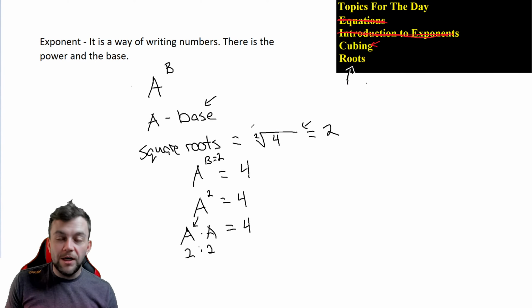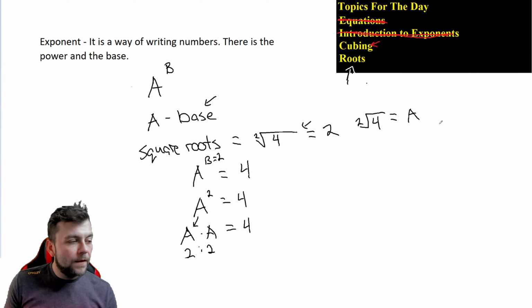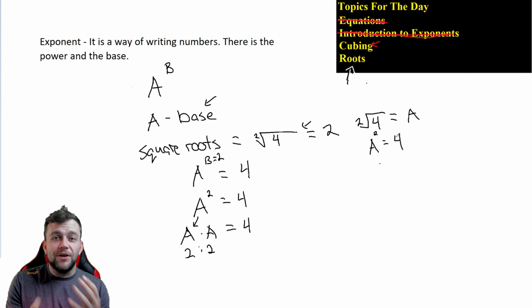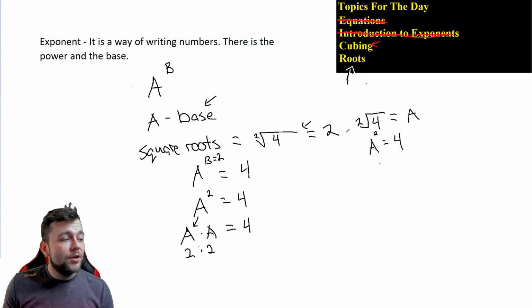What they're asking you when you do the square root of something is, the square root of 4 equals A, of the idea of A squared equals 4. So it goes back and forth between these two. Just like how subtraction is the opposite of addition, that is also true for squaring a number and the square root of the number. They are opposites of each other.